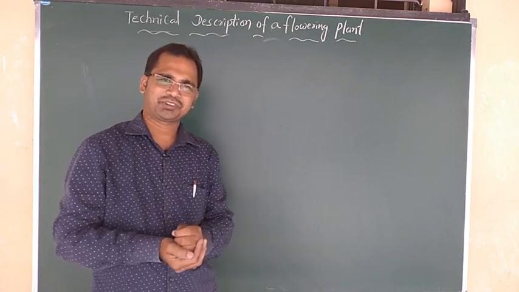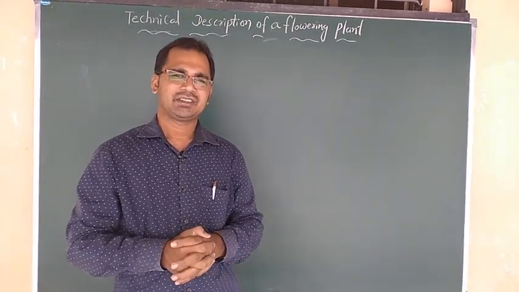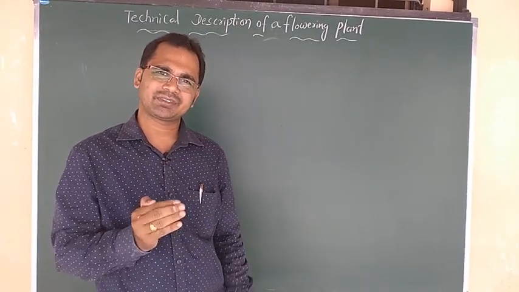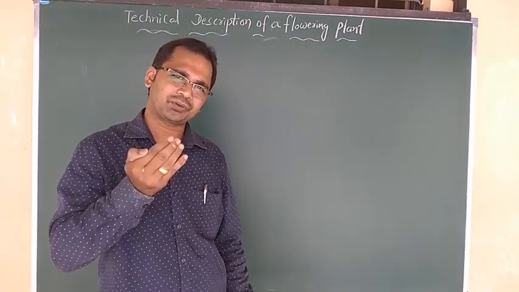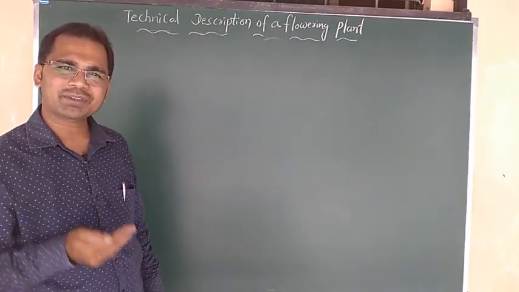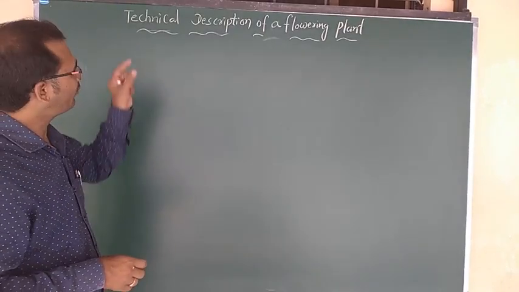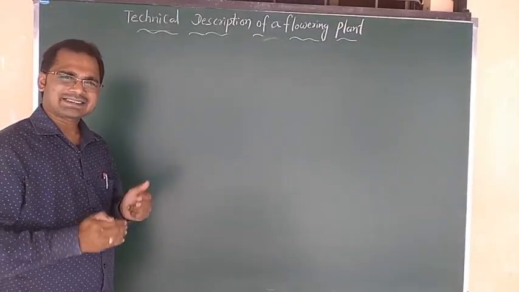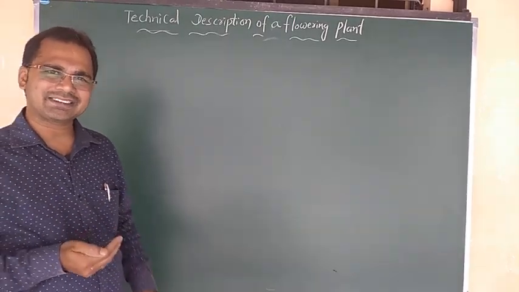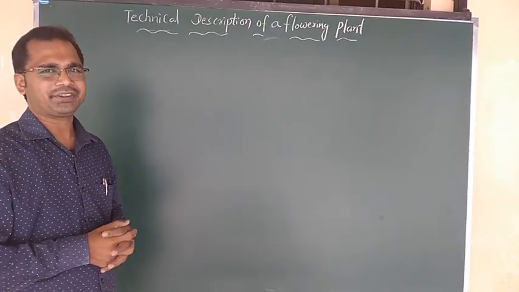Hi, good afternoon everyone. Previously we discussed flower structure, fruit structure, types of fruits, and seeds. We discussed yesterday the types of seeds, monocot and dicot seed. Now we are discussing some technical, semi-technical description of a flowering plant.